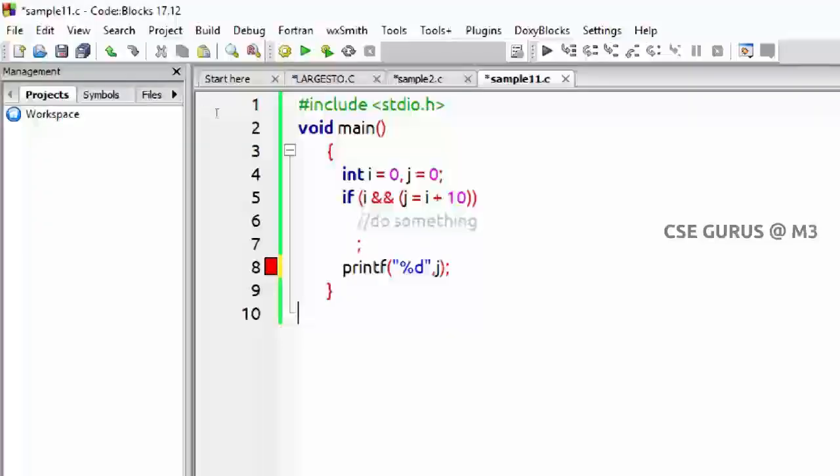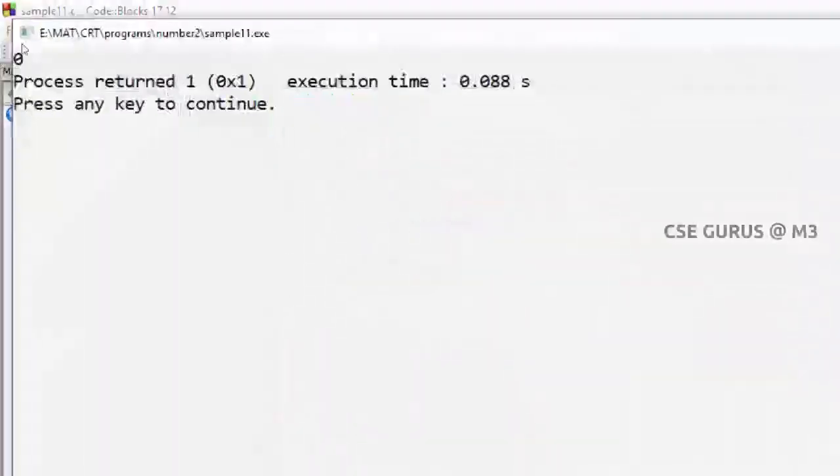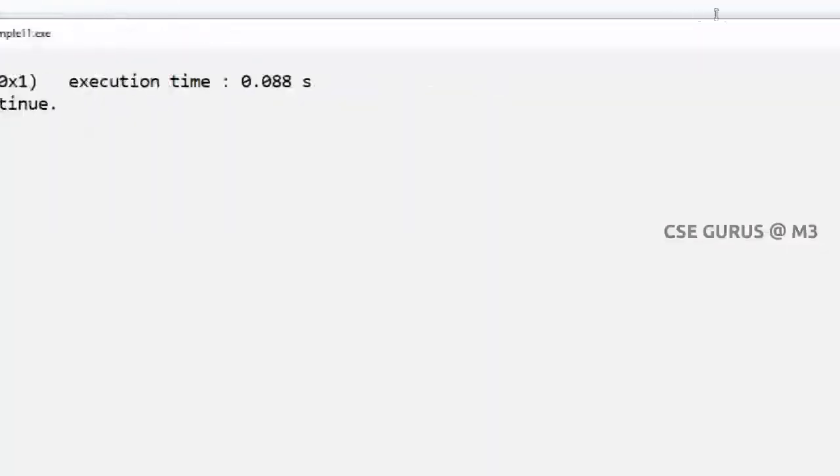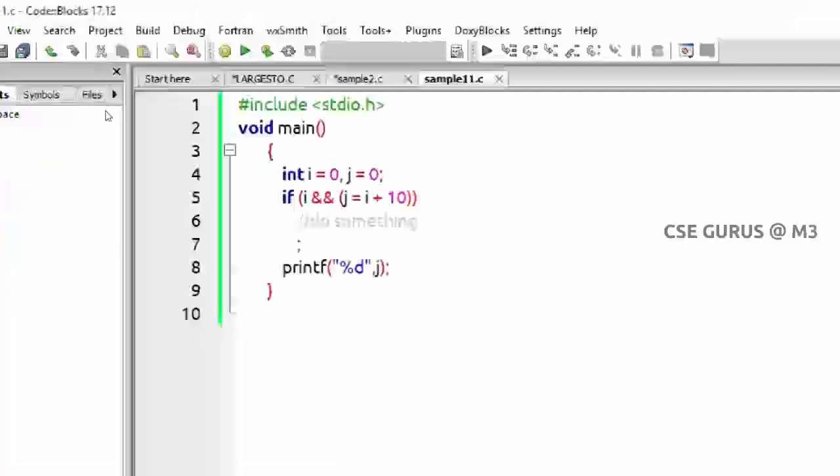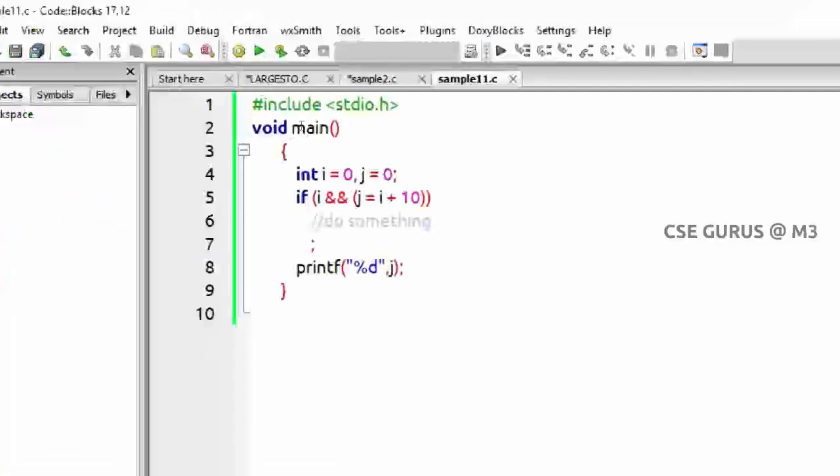Of course you can write int main there. When you write int main, you have to write return 0 here. I have written void main, then nothing is required at the end to return. So if I execute, you can see 0 is our answer. So why? Because here this part is not executing.